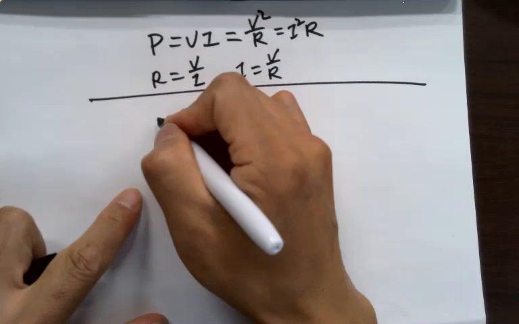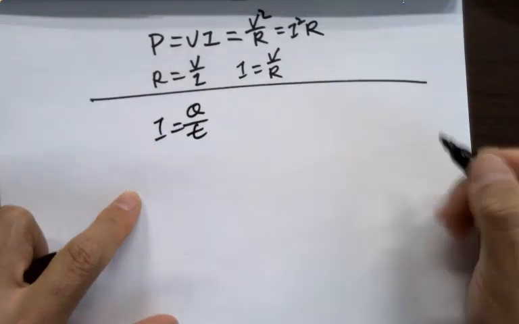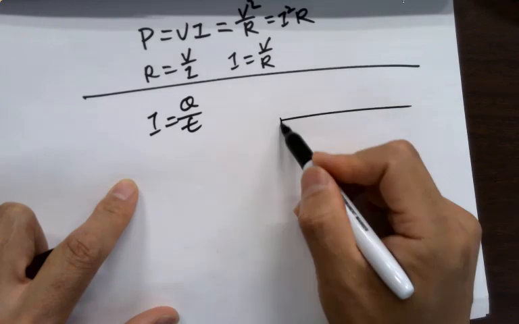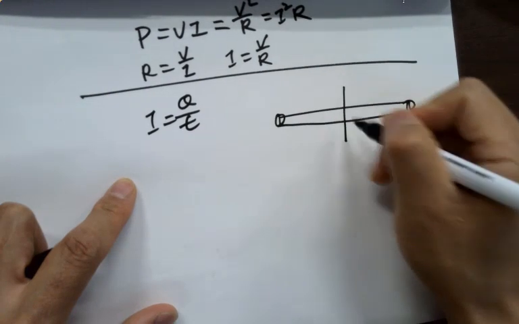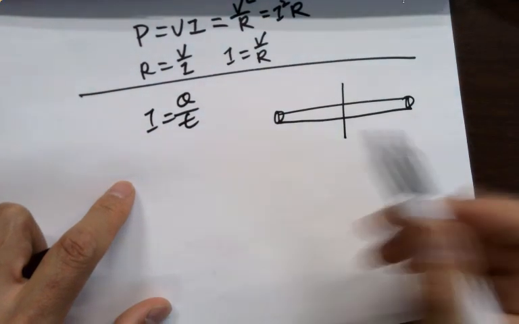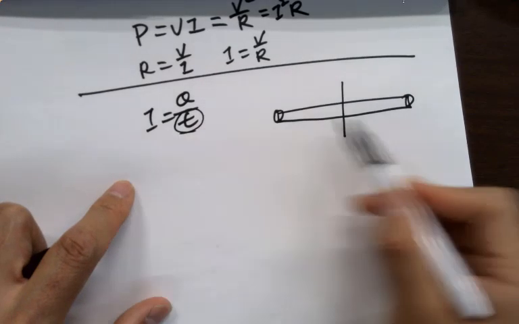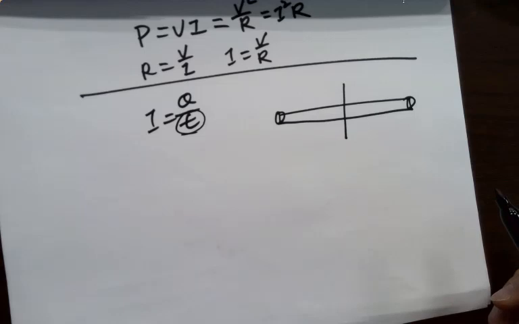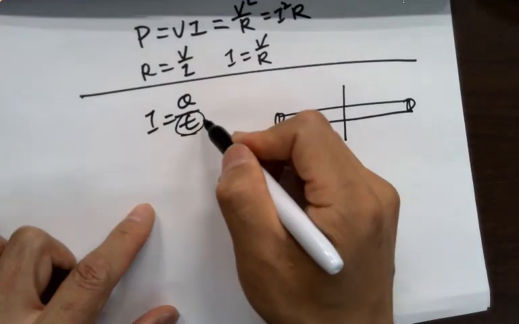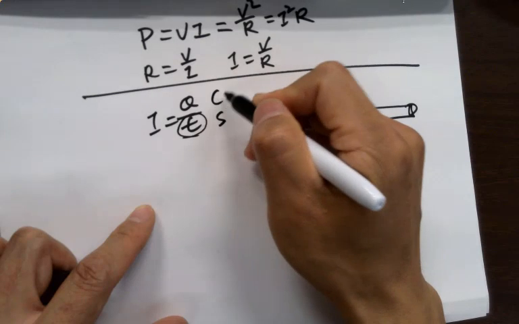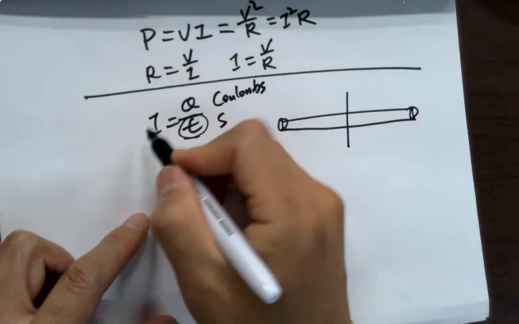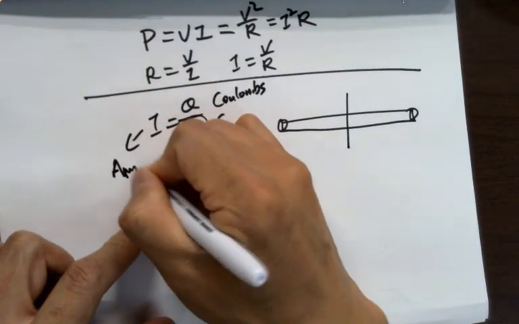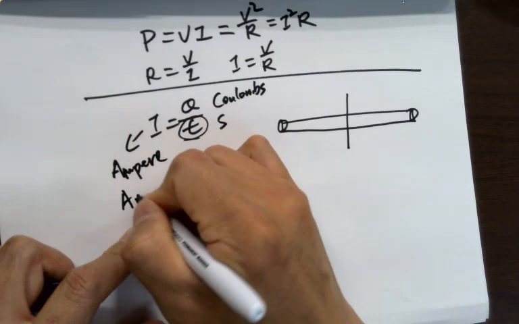Let me find more problems over here, okay? Oh, I is Q over T. If you grab a piece of conductor, like a piece of wire over here, and take a cross section in the middle, it's the amount of charge flowing through that cross section during a unit time. The standard unit of time is seconds. This is coulombs, and this is amps, ampere. Usually we just say amps.